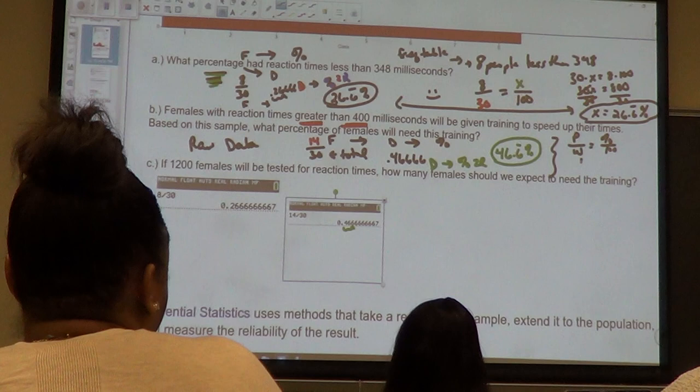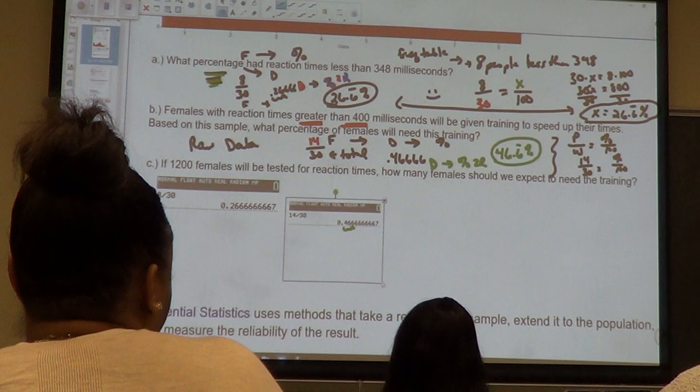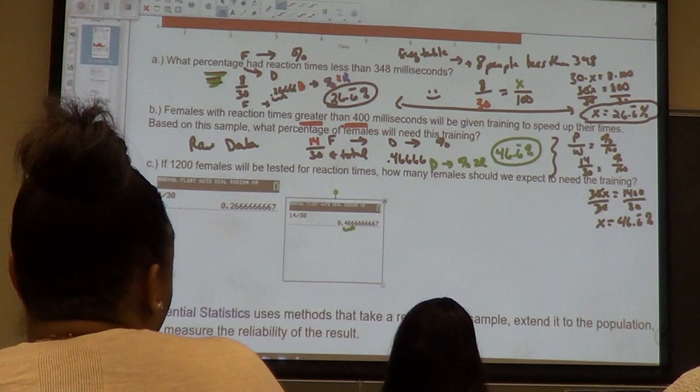Now, if you did it as part over whole equals percent over 100, it would be 14 over 30 equals percent over 100. So then you would do 30x equals 1400, divide both sides by 30. You're still going to get the 46.6%. Cool?